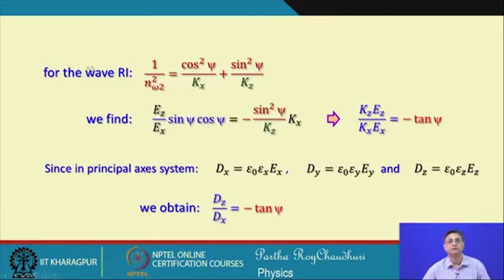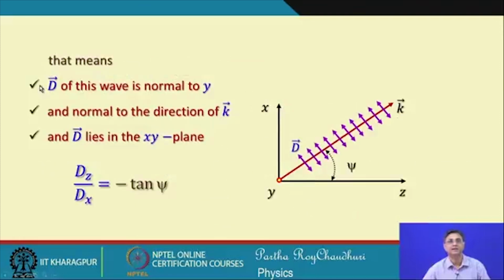Therefore, for this value of the refractive index, we find that E z by E x sin psi equal to this, and D z by D x equal to tan psi. So, it means that this quantity is the component of the dielectric displacement vector along the z direction, and this is the component of the displacement vector along the x direction. So, they are inclined to each other at an angle of minus tan psi, which is an interesting finding.